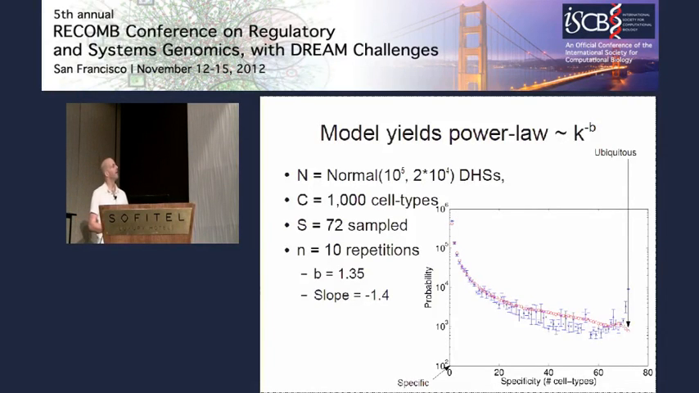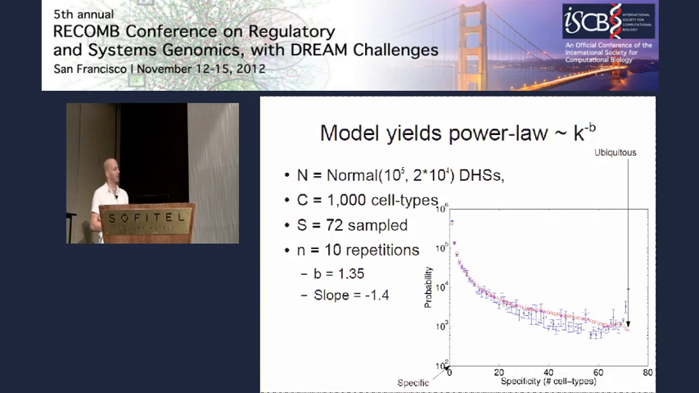model in blue. The parameters that I used was to assume that the number of DHSs in each cell type is drawn from a normal distribution with a mean of 100,000 and a standard deviation of 20,000. I assumed that there were a total of 1,000 cell types. I sampled 72 of them, and I repeated the whole thing 10 times to give me error bars. As you can see, there's a rather good correspondence between the model and the data.